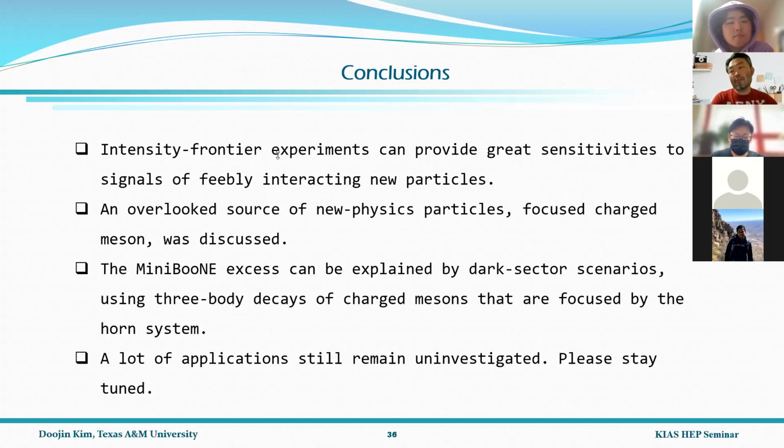One more question is about Belle II, which may have a chance to check this kind of new vector particle, new scalar particle. What do you think? Because they couple to the charged leptons, it is relatively easy to probe. Yeah, I think so.